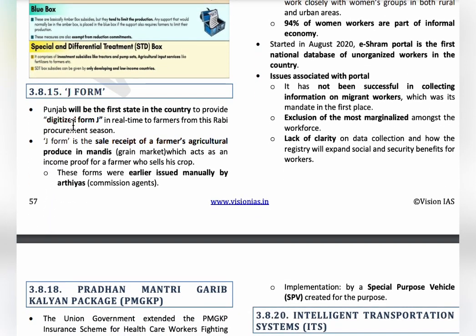The next topic is J form. So J form is the sale receipt of farmers' agricultural produce in mandis, and it acts like an income proof for the farmers.